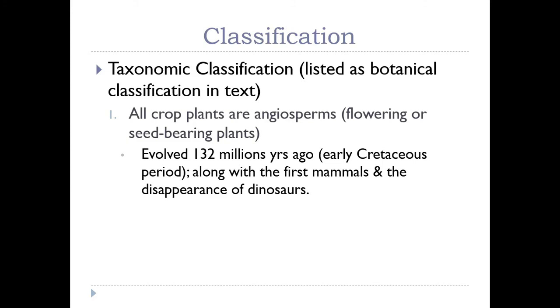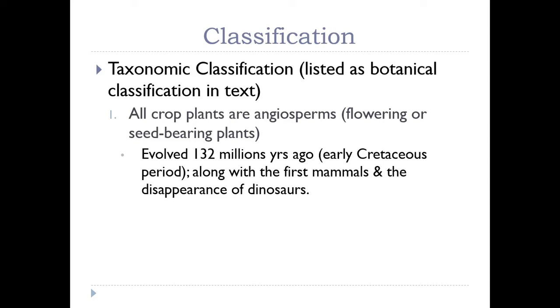And there's a complete classification in your textbook for the wheat plant, or the species of wheat, a particular cultivar of wheat, so you can follow that all the way through. And starting at the top, all crop plants are angiosperms. They're flowering or seed-bearing plants. Now there are some exceptions to that with regard to some of our forest crop plants. Trees, pine trees for example, are not angiosperms. They're gymnosperms. They're not quite as evolutionarily advanced as angiosperms. And some of the other related evergreen species are not angiosperms.